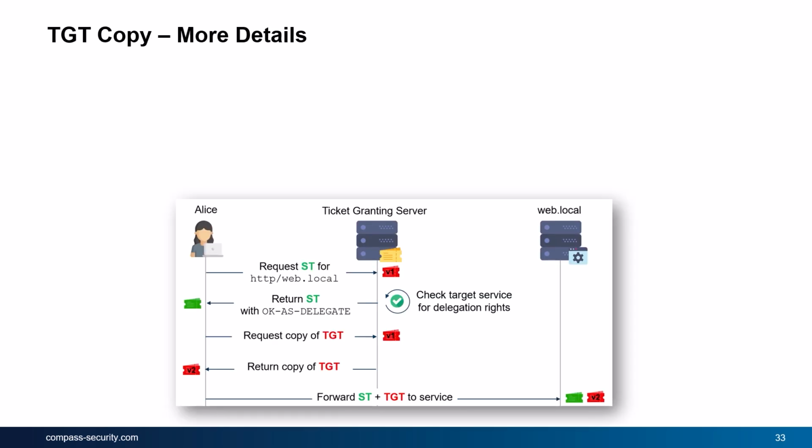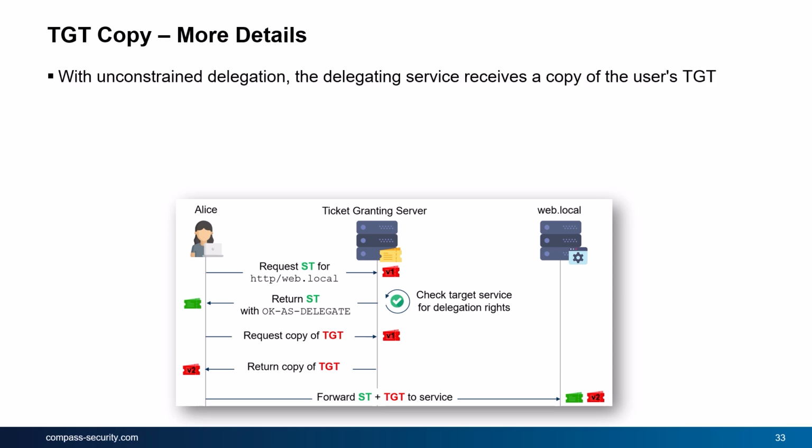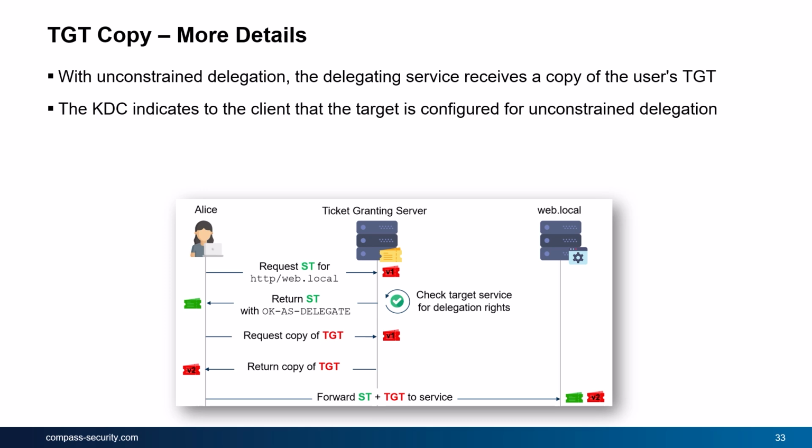If we quickly recap this, we have learned that when unconstrained delegation is enabled, the delegating service, so the service that has delegation rights configured, will eventually receive a copy of the user's TGT. The KDC, so the ticket granting server, essentially will indicate to the client that the target it wants to talk to is configured for unconstrained delegation with this flag. And automatically, when this is indicated, your Kerberos client will request a copy of your TGT, and the copy is then eventually forwarded to the target service.